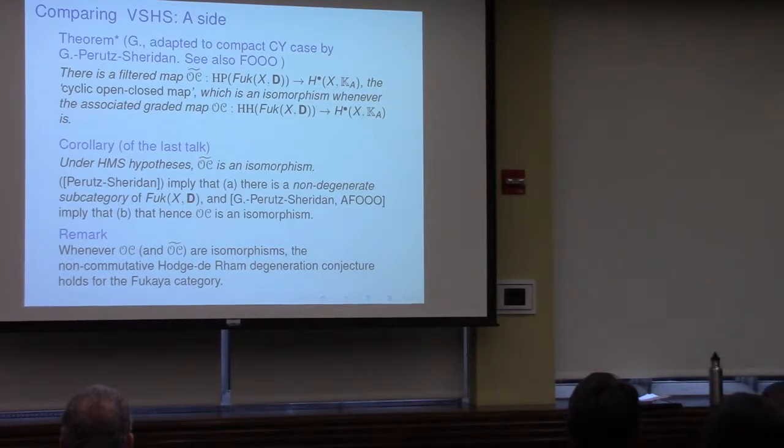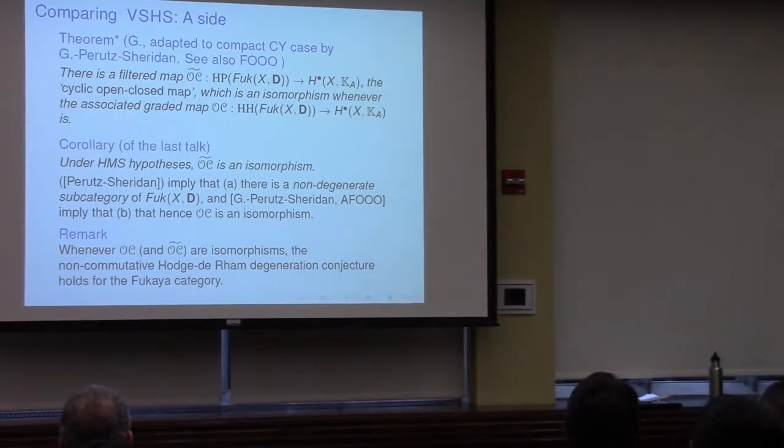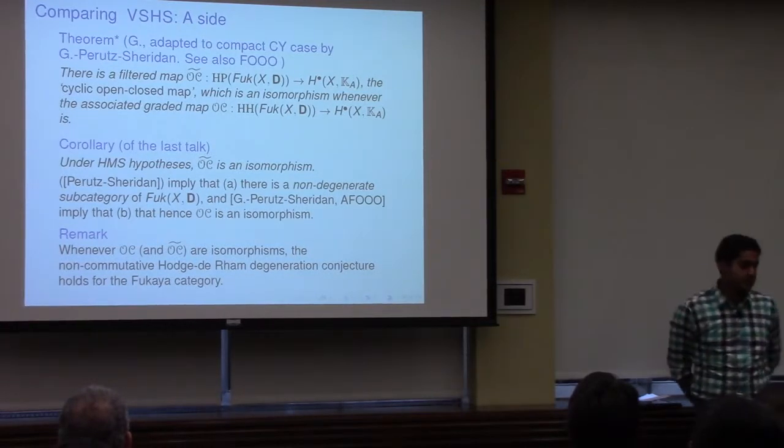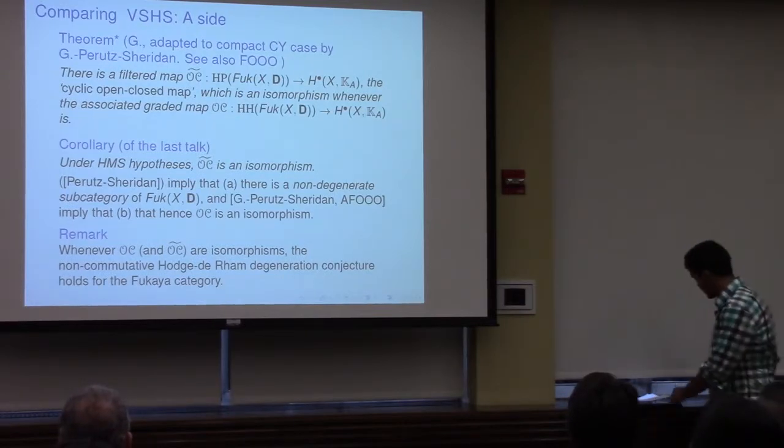classically on the B side, this actually gives a proof on the A side whenever this map is an isomorphism, because the filtration on the cohomology of x is some very stupid filtration, it equals its associated graded. That implies that the filtration on periodic cyclic homology is itself trivial, so it's isomorphic to its associated graded. Okay, so in this case we realize that the non-commutative Hodge-de Rham degeneration conjecture holds for the Fukaya category.